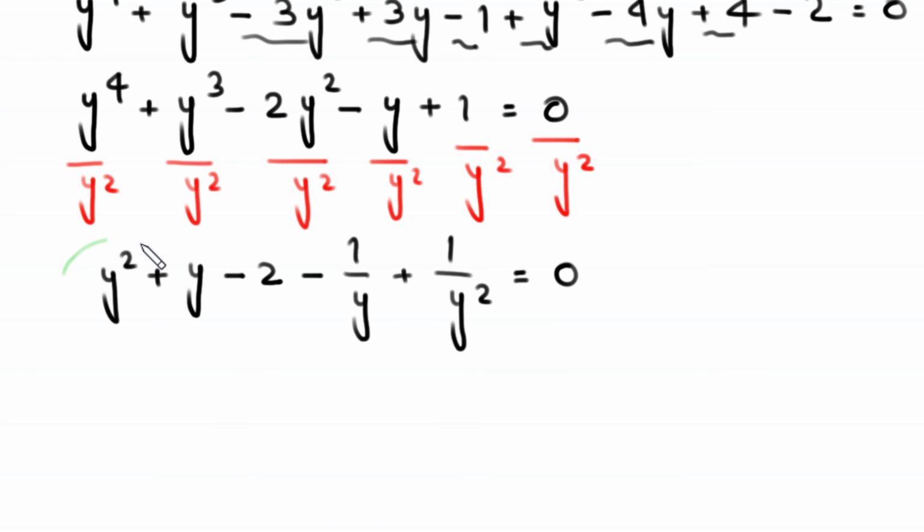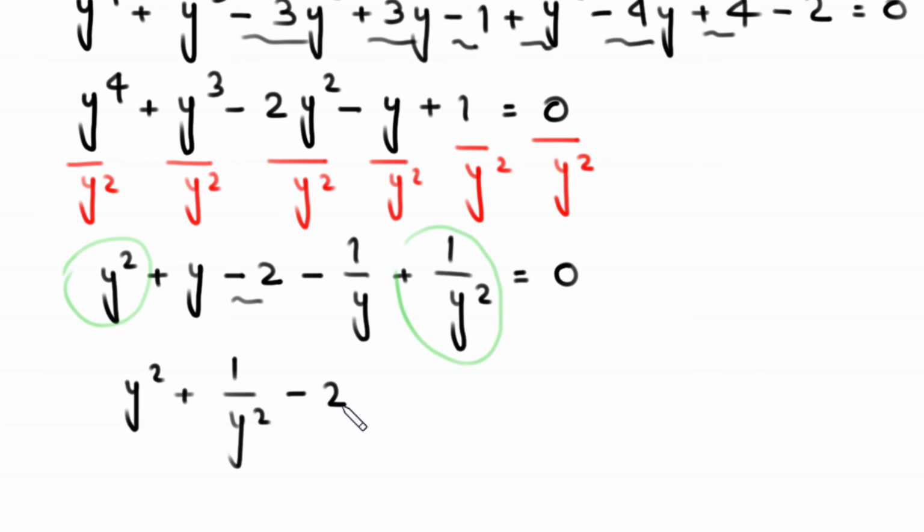Combine these two terms of y squared and 1 over y squared. This will become y squared plus 1 over y squared. This negative 2, negative 2. And combine these two terms of y minus 1 over y plus y minus 1 over y equal to 0.